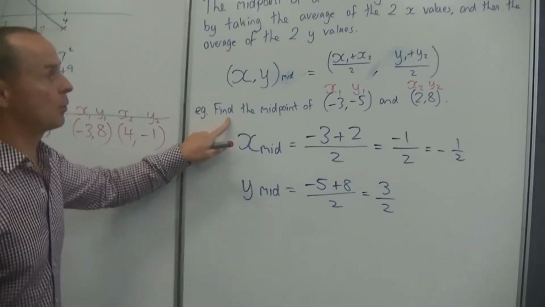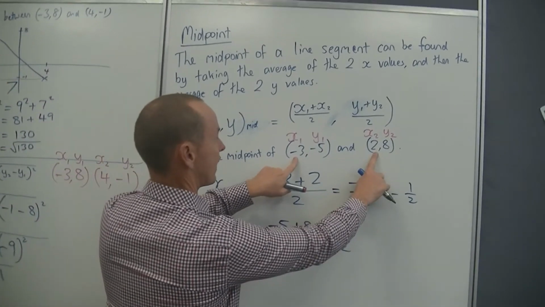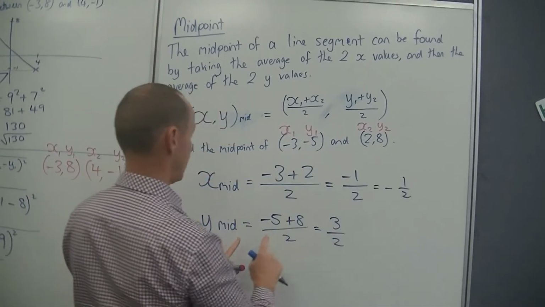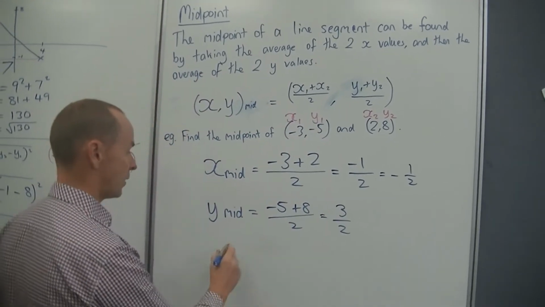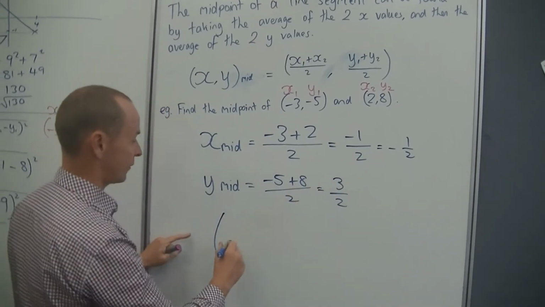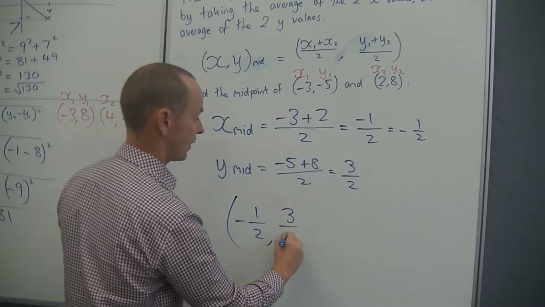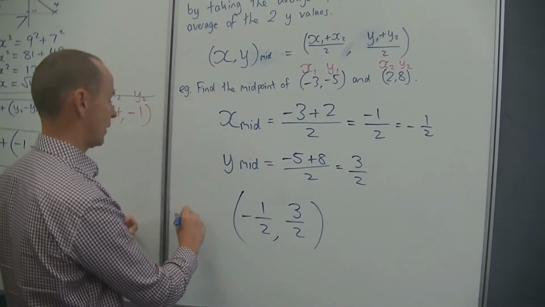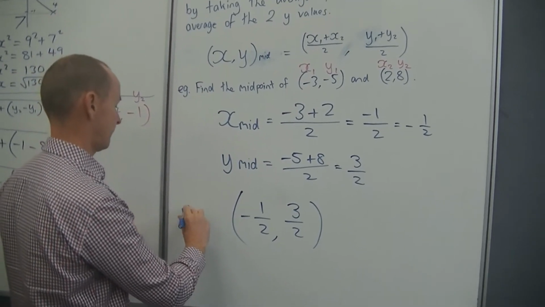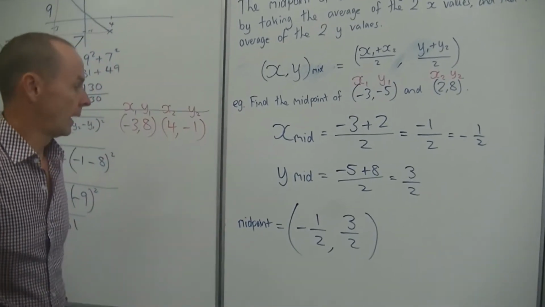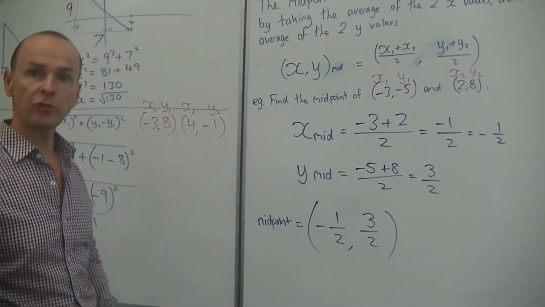To find the midpoint, you take an average of the 2 x values, that's the x midpoint value. Average of the 2 y values, that's the y midpoint value. And then you write it as a coordinate. So my x value is minus a half. My y value is 3 over 2, or 1.5. And I'll write here my midpoint. And that's it. Are there any questions?